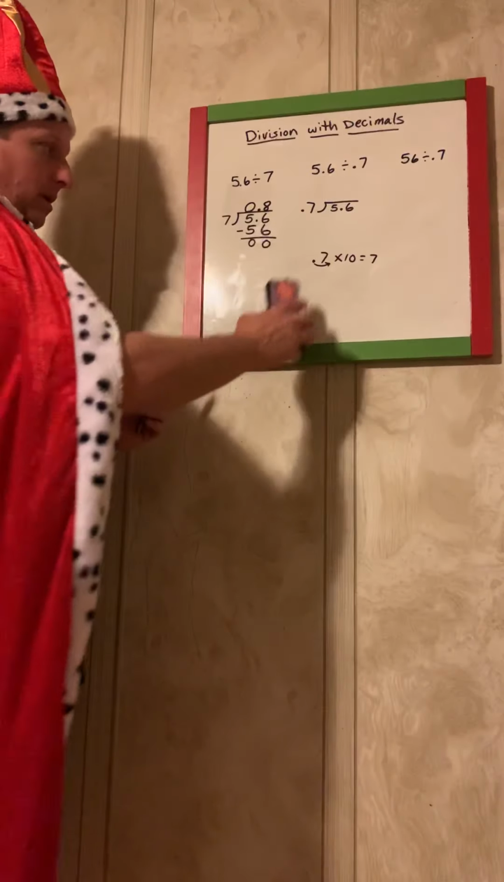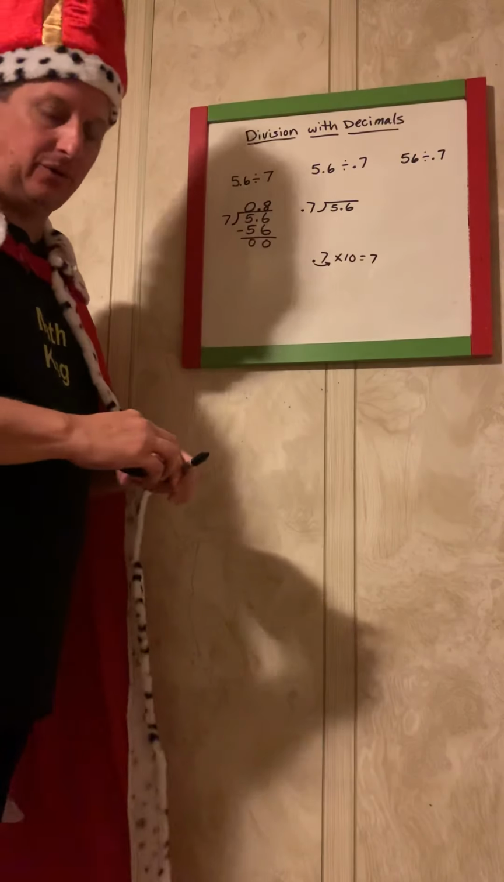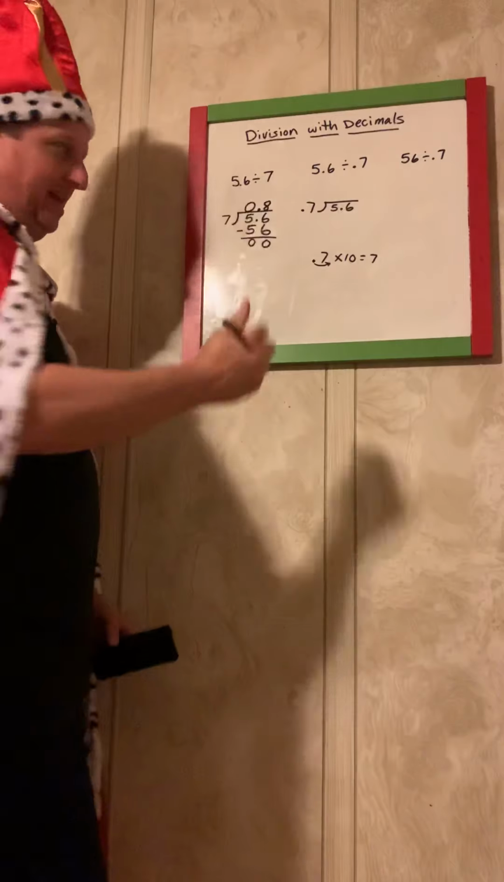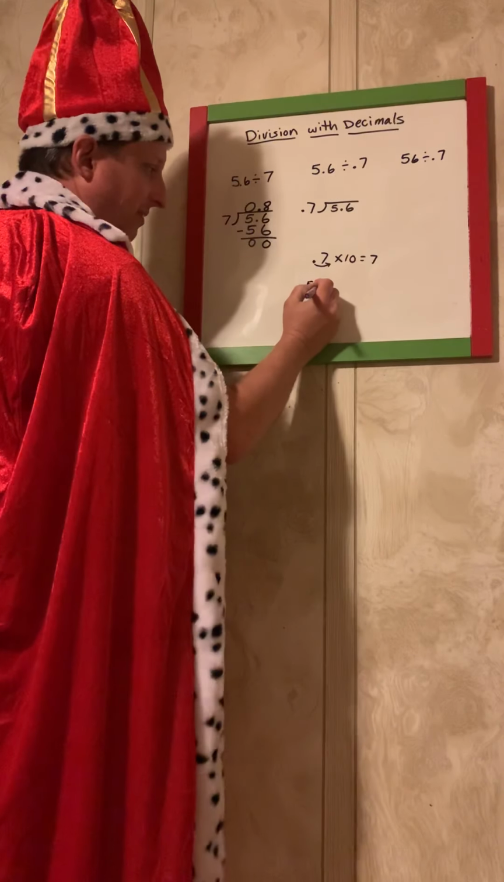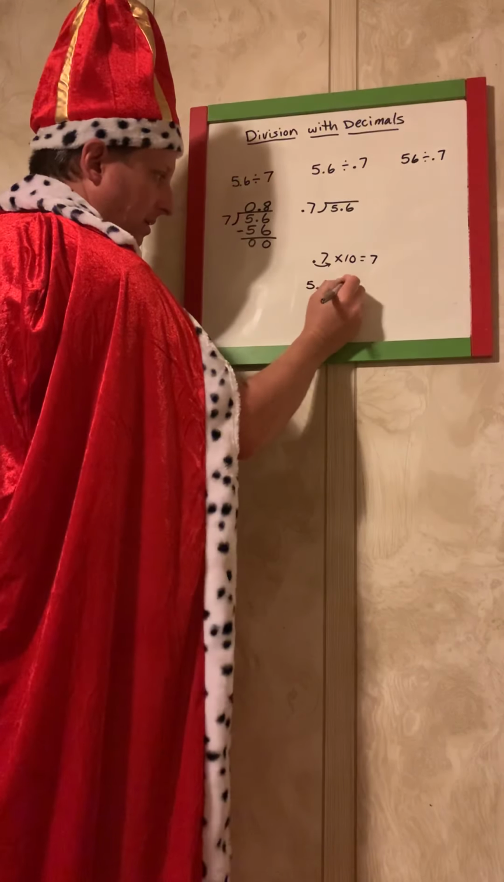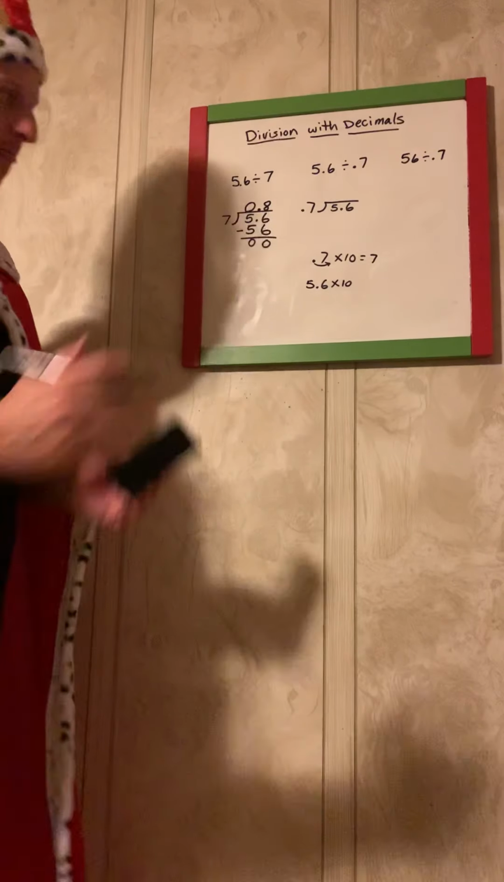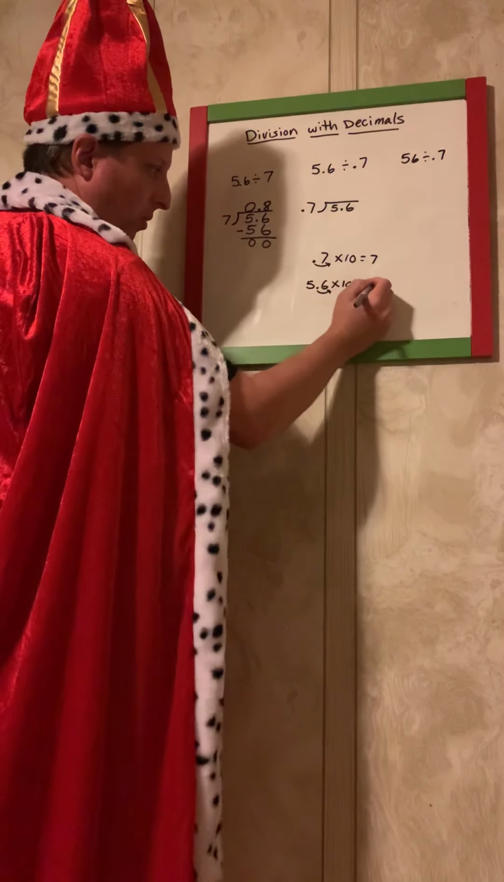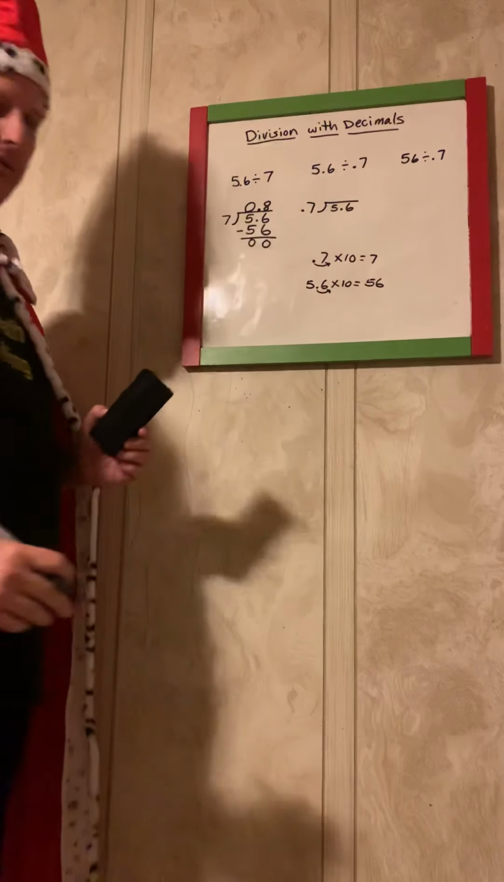So that's great. That's good. I'll have 7 as my new divisor in a second. But I also have to do the same thing to the dividend. So I'm going to do 5 6/10 times 10. That means move my decimal point over 1. So it would become 56.